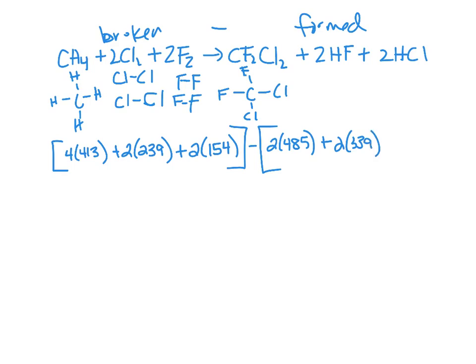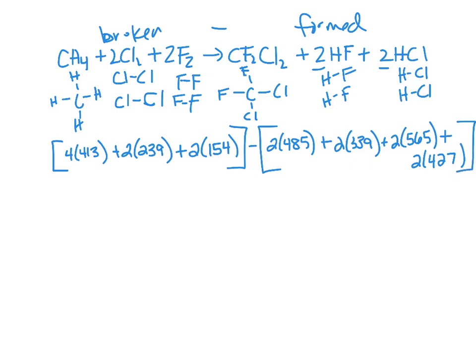So then next up, I've got 2HF. That means I've got an H bonded with an F, and I've got another H bonded with an F. If you look at that one, I think the value is 565. So I'm going to say this is 2 times 565. And then I've got my last one, 2HCl. That means I've got an HCl and an HCl. If I look at that one, the value is 427. I'm kind of running out of room, so I'm going to say 2 times 427.